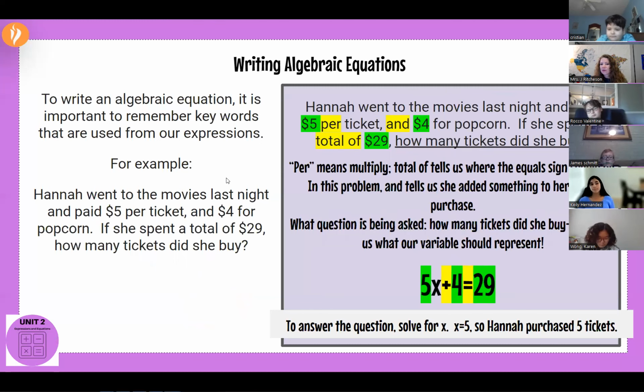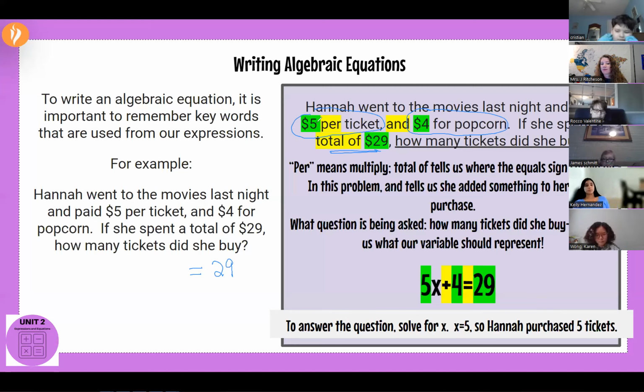All right, let's look at this one. Hannah went to the movies last night, and she paid $5 per ticket. So we know she spent $5 per ticket, and she bought popcorn for $4. We also know that she spent a total of $29. So the total is $29. Now we're going to come up with the rest of the equation.